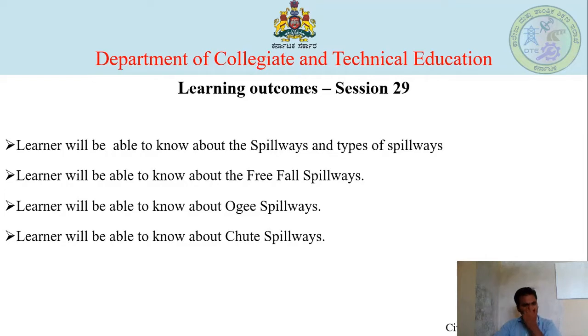And after learning this session, what are the outcomes? First, the learner will be able to know about the spillway and its types. The learner will be able to know about the free fall spillway, the ogee spillway, and the chute spillway.